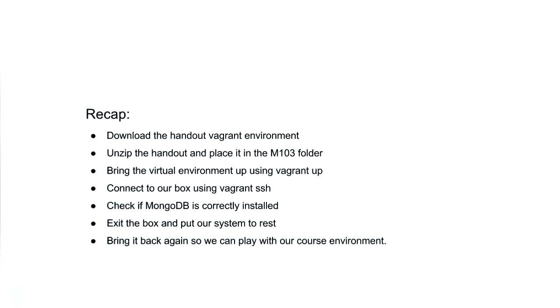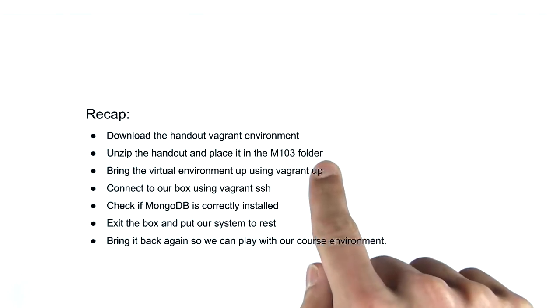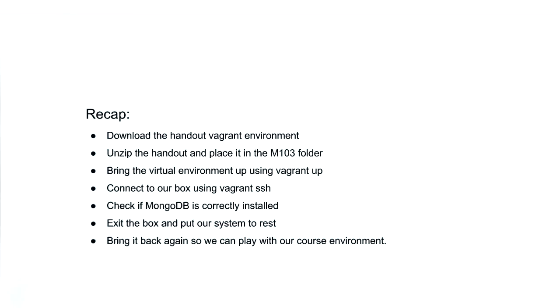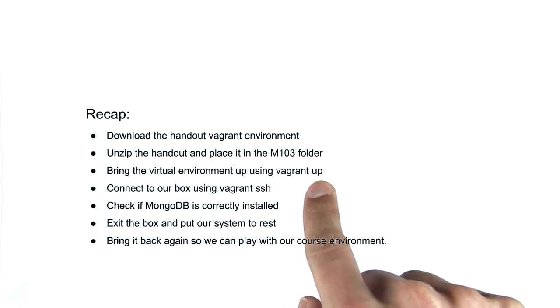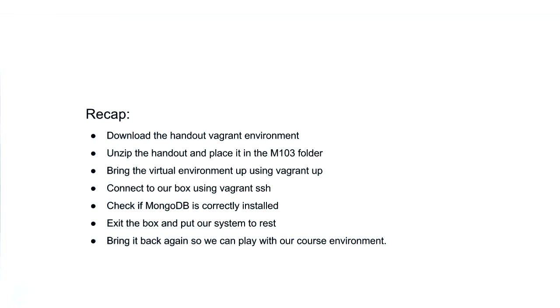So just to recap, here's what will be expected of you. Download the handout that contains the Vagrant environment, unzip the handout, and place it in your new m103 folder for this course. You can bring the virtual environment up with vagrant up, and then connect with SSH. In order to verify the provisioning script ran the correct way, you can check the version of MongoDB that's installed inside the virtual machine. If you want, you can exit the box and put the system to rest and then bring it back up again so that you can use it.